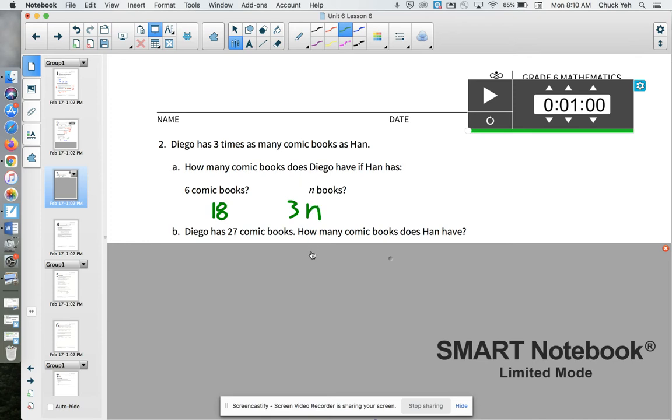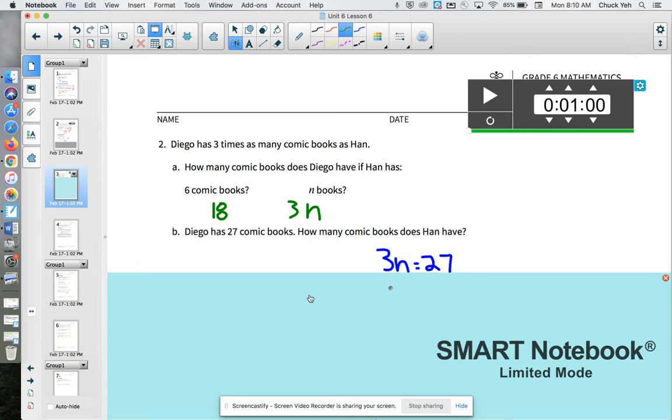If Diego has 27 comic books, how many comic books does Han have? So the opposite of multiplication is division. So I would do 27 divided by 3. And that would be 9.